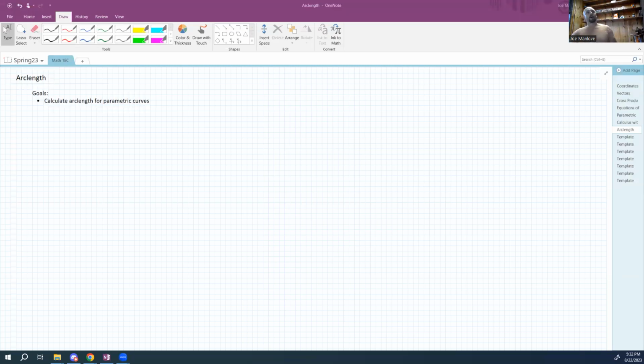Okay. So today our goal is to learn about arc length, and that's our one and only goal. So our goal is to learn to calculate arc length for parametric curves. To motivate that a little bit, I'm going to draw a little squiggle line. Here is a little squiggle line, and we are going from, say, this point here, point A, to this point over here, point B.